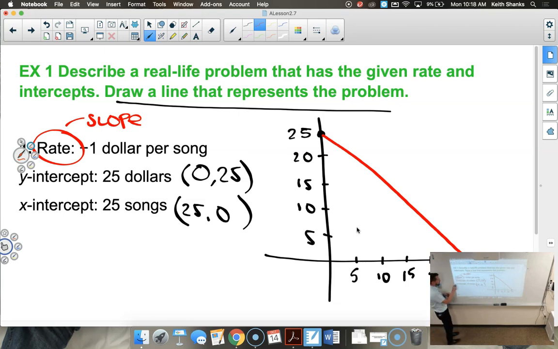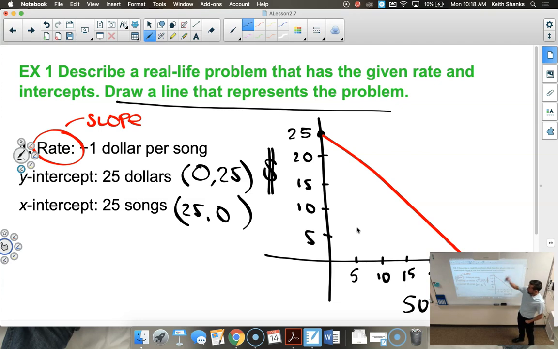Now I would probably want to, because this problem is talking about something, put some context to it. What is the y? What do the y values represent? Dollars. Some dollars here. And what do the x values represent? Songs. Okay, context. They said describe a real life problem that has the given rate and intercepts. Okay. Each song is $1. So you're downloading, you're buying songs, each one costs $1.